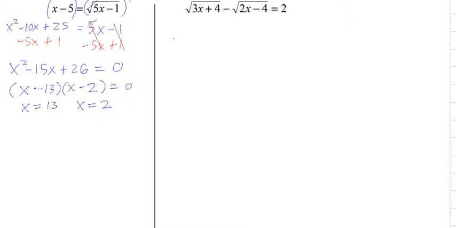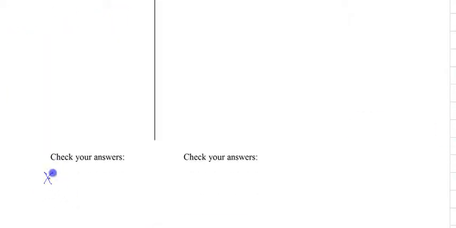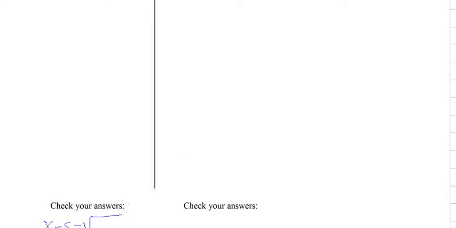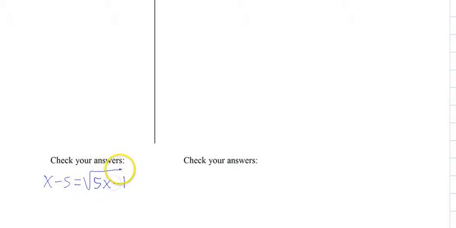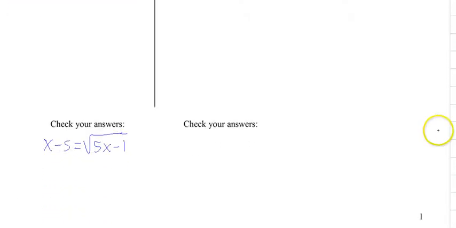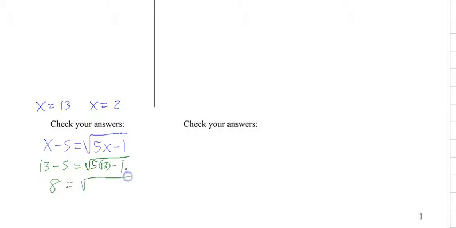Okay, so we're going to go down and check our answers. So we have x minus 5 equals the square root of 5x minus 1. And our answers were 13 and 2. So let's check these problems. So we have 13 minus 5, and 5 times 13 minus 1. So that would be 8. And 5 times 13 is 65 minus 1, 64, which is 8. It checks out.